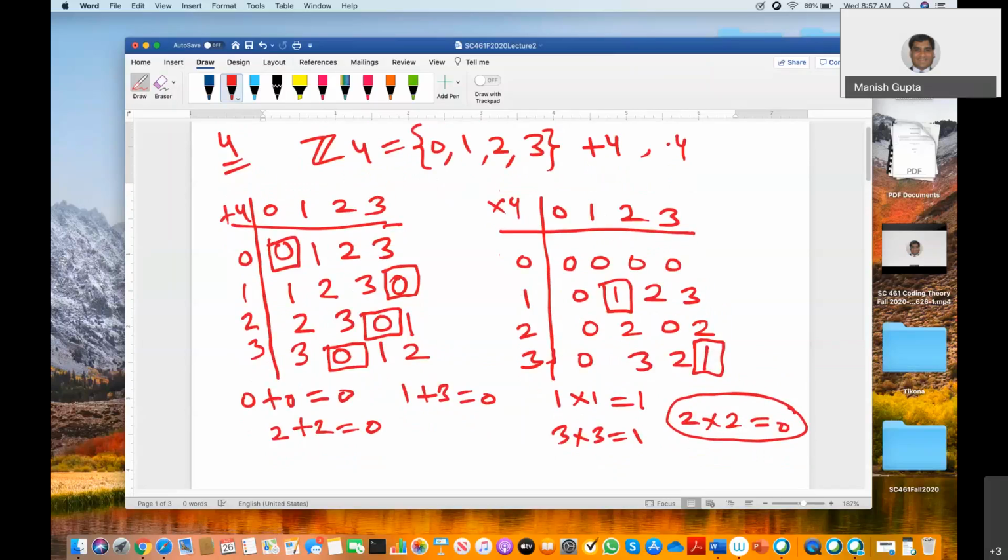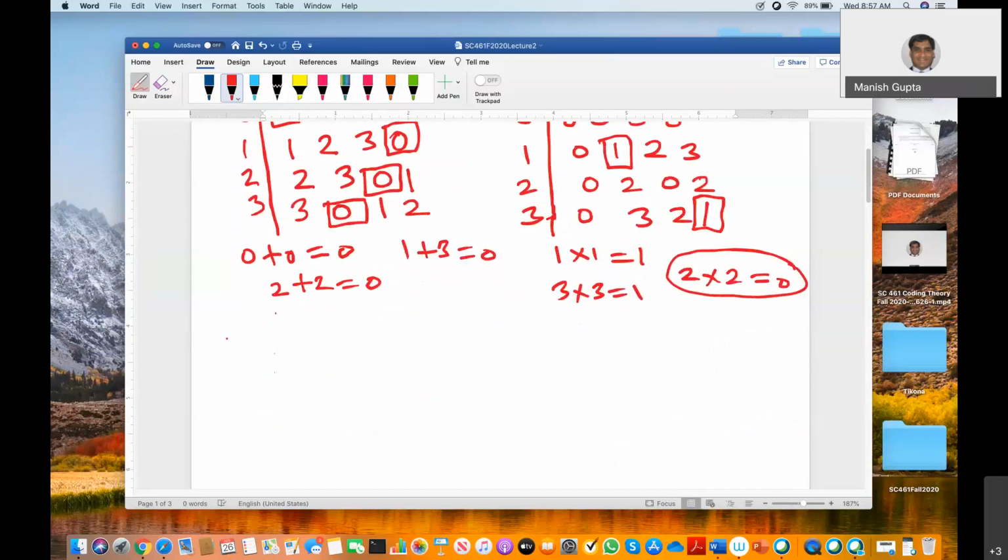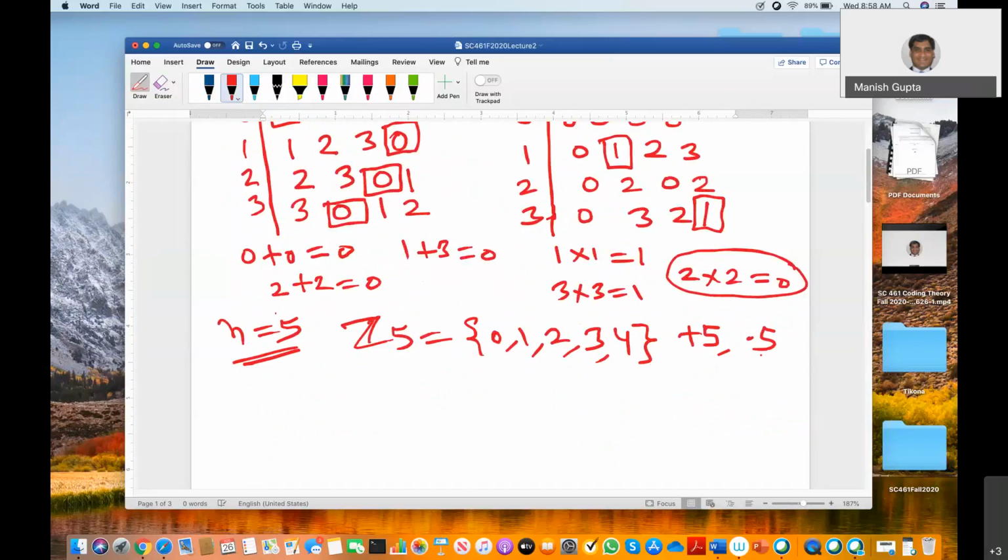But from here, we can go a little bit further and try n is equal to 5 case. So let us take n is equal to 5 case. So Z5, is it a field? 0, 1, 2, 3, 4. And with respect to addition, modulo 5, there are two operations.